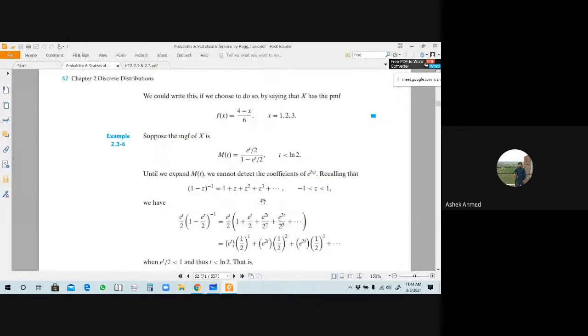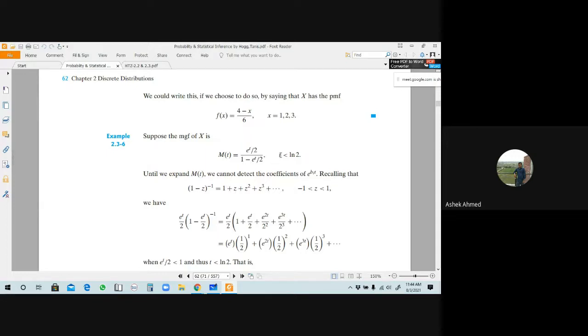Now we discuss the next topic. Next example here. Suppose that the moment generating function of x is e to the power t by 2 divided by 1 minus e to the power t by 2. But there is given a condition, t is less than ln 2.